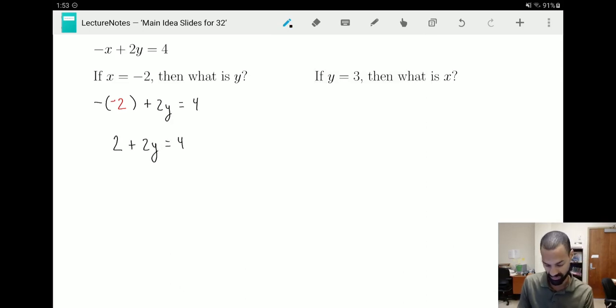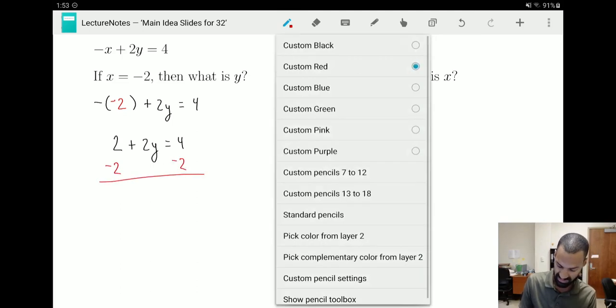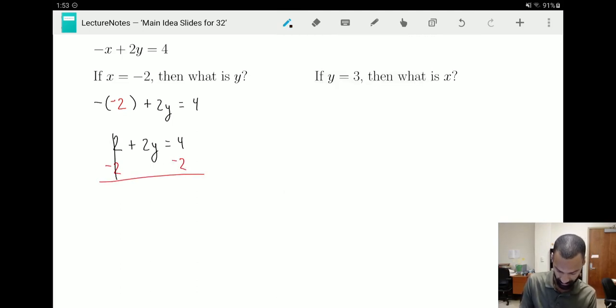I'm going to solve the equation for y. So, okay, we know how to do that. We subtract 2 from both sides to eliminate that constant term next to the variable term. That will give me 2y equals 4 minus 2 is 2. Then to get rid of the 2 that's multiplied times the y, I'll divide both sides by 2. Y equals 2 divided by 2, which is 1.